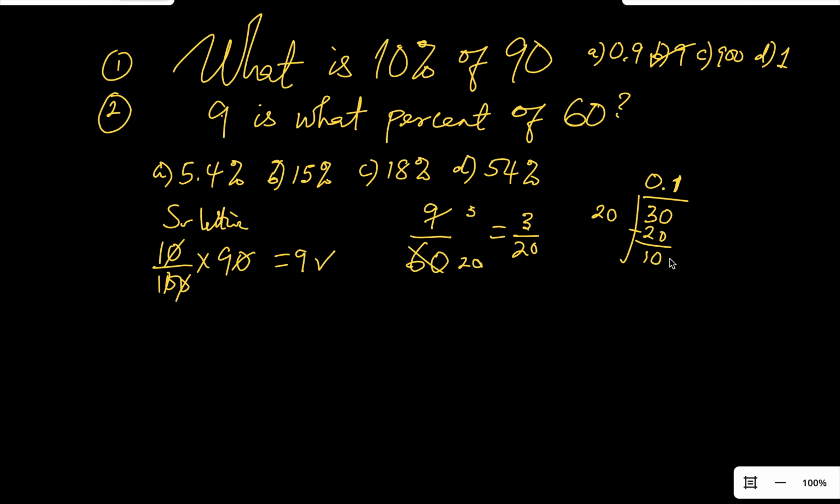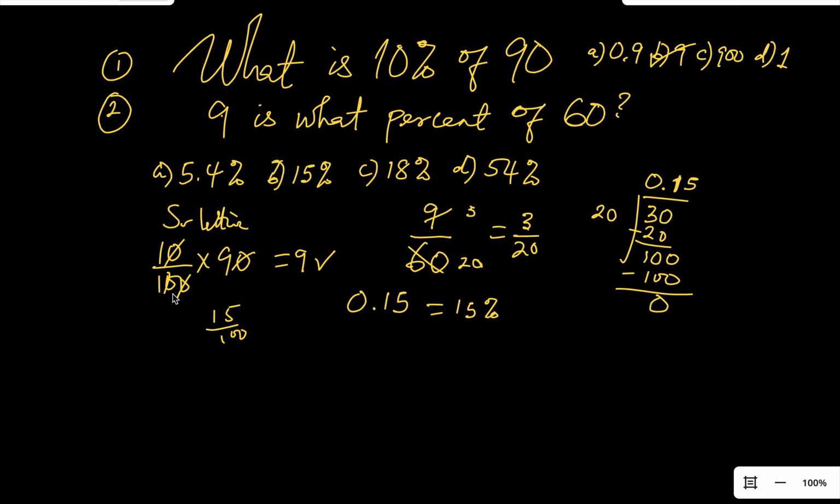You then ask yourself, can 20 go into 10? Of course it can't, so you need to add 0 to this. That makes it 100. How many times can 20 go into 100? That's just 5 times, because 20 times 5 will give us 100. So we are correct. If you subtract and it gives you 0, that's the terminal point. So what we have is 0.15, and 0.15, if you want to convert this answer to percentage, is simply 15%.